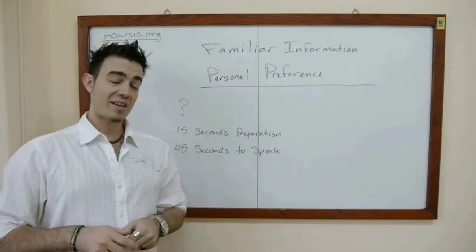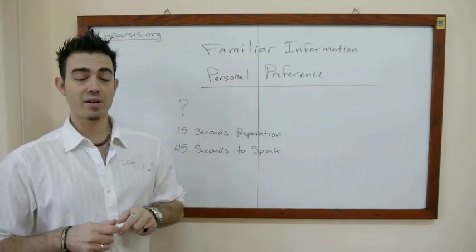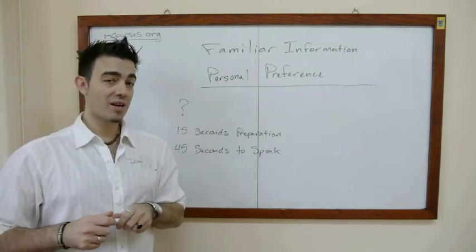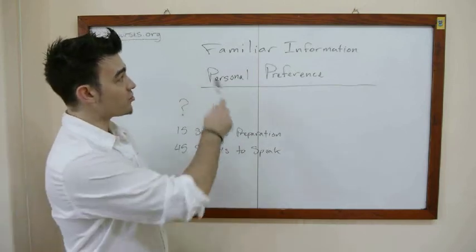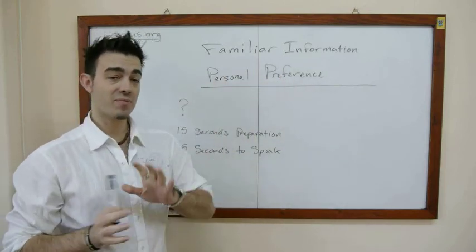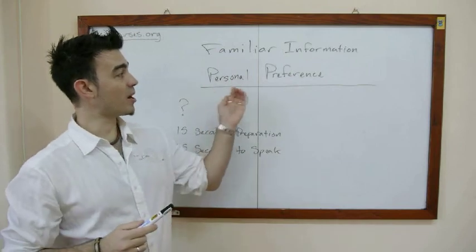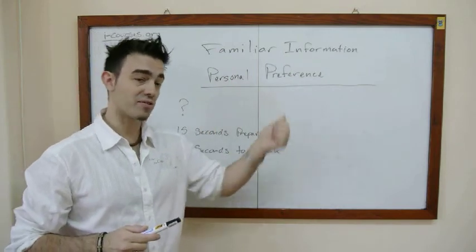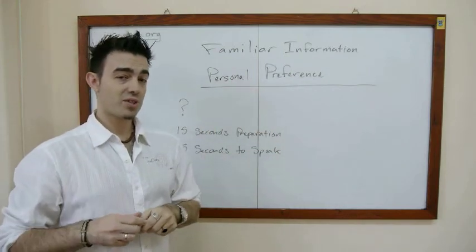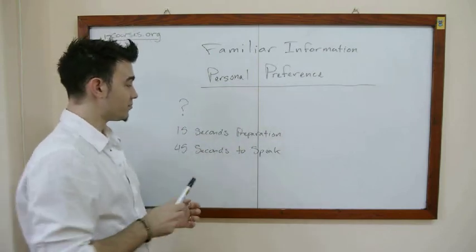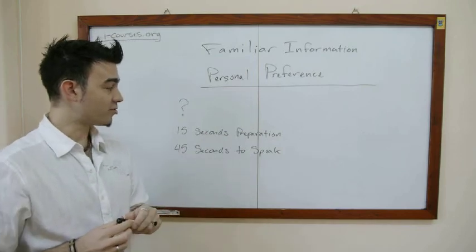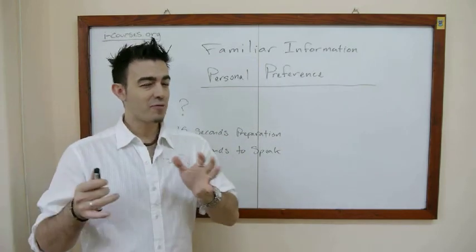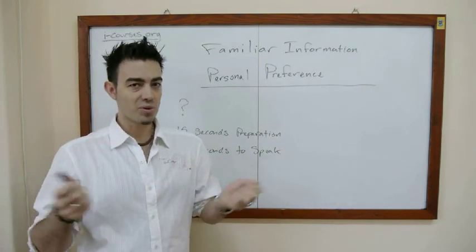Today we're talking about task 2 on the speaking part of the test. If you've seen the video on task 1, you'll see that this is very similar. Task 2 is also about familiar information. The difference is, instead of talking about opinion, we're talking about a preference. The structure is very much the same. You hear a question, you have 15 seconds to prepare, and then you have 45 seconds to speak. But the information is slightly different, so we'll get into that.